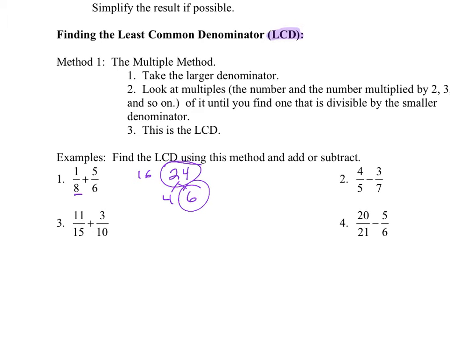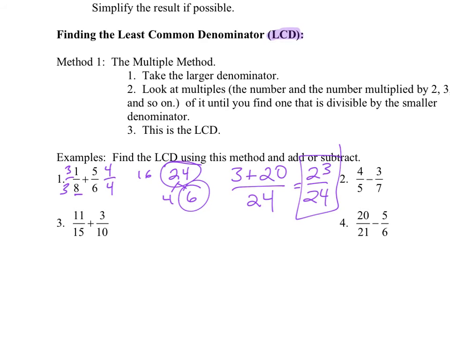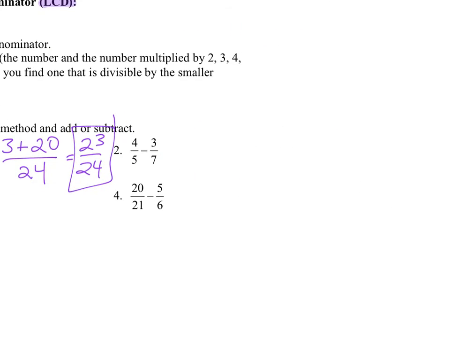So I'm going to convert them both into numbers with a base of 24. So I multiply this by 3 over 3 because that's going to give me 3 times 8 is 24. And this one by 4 over 4 because 6 times 4 is 24. This is going to end up with 3 plus 20, and my common denominator was 24. So I end up with 23 over 24 as my answer. All right, let's look at number 2.